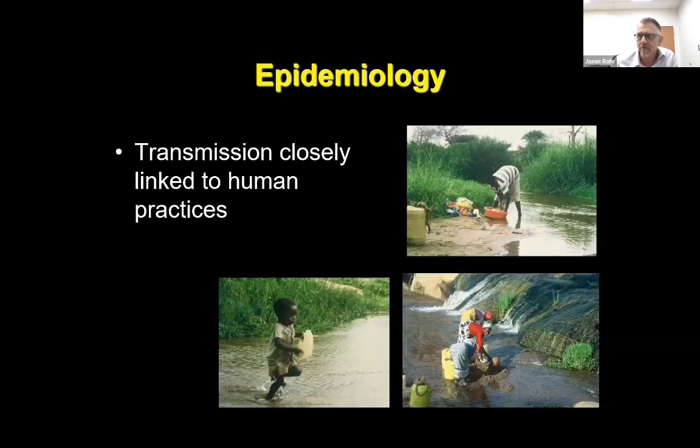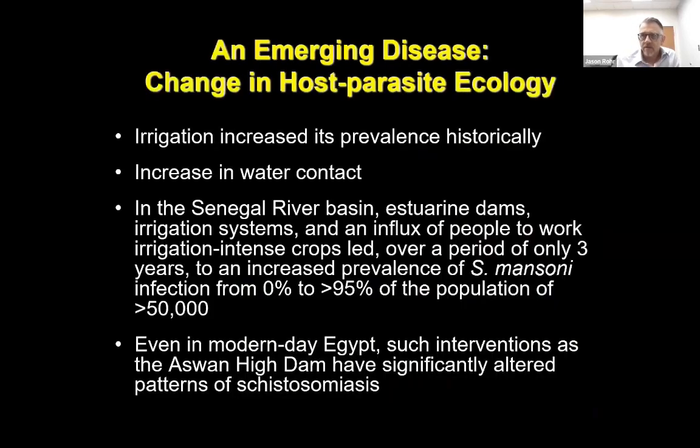So let's finish the lecture with some discussion of epidemiology. The transmission of these worms is closely associated with human use of water bodies, shown here. So in places like Africa, Southeast Asia, and Latin America, where there isn't running water, many humans will have to go to water access points to get water, and that's typically where they get infected. It's also an emerging disease. It's increasing in prevalence associated with irrigation as well as dam construction.